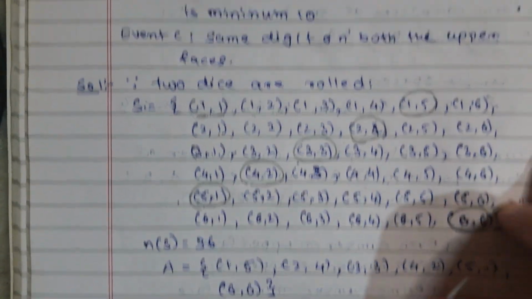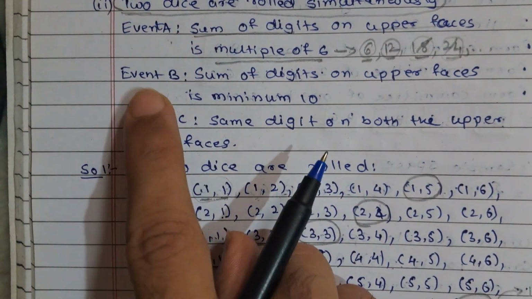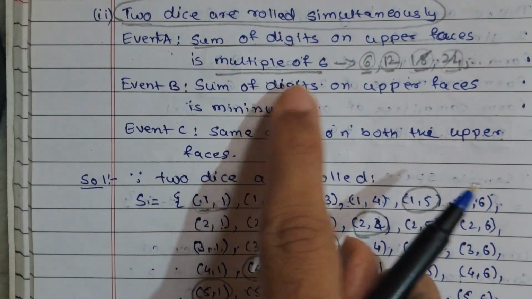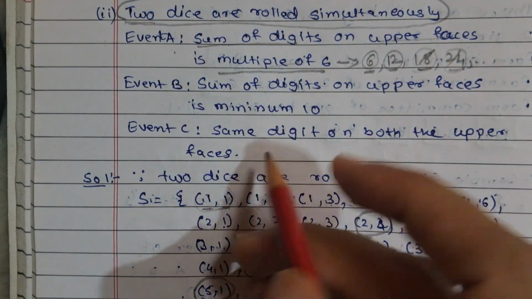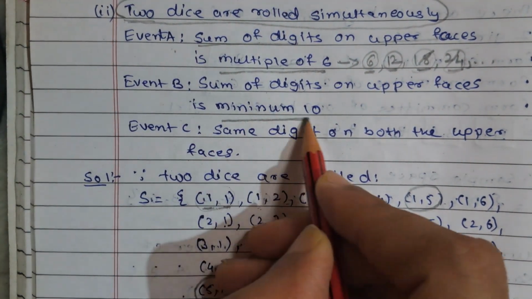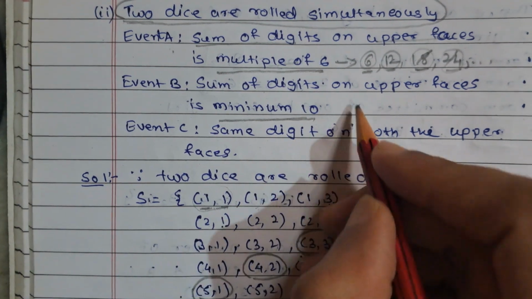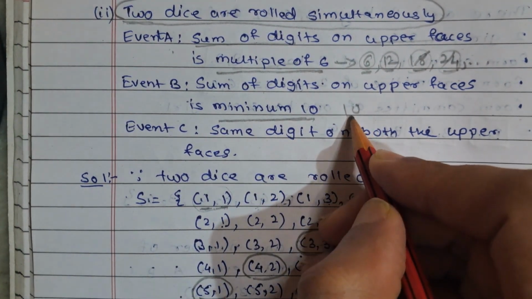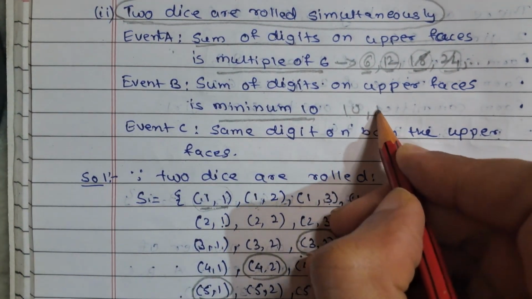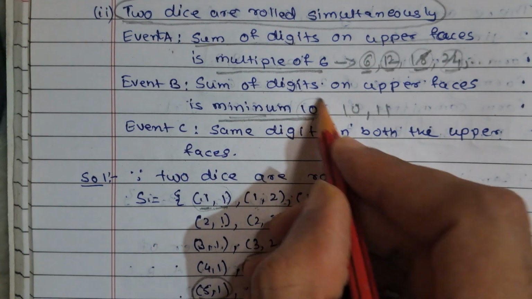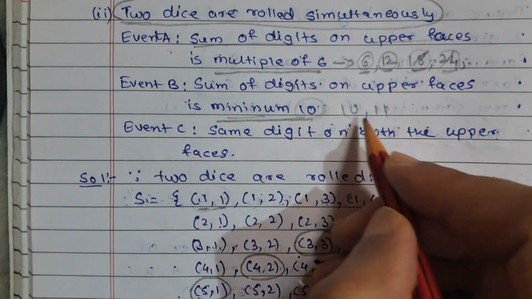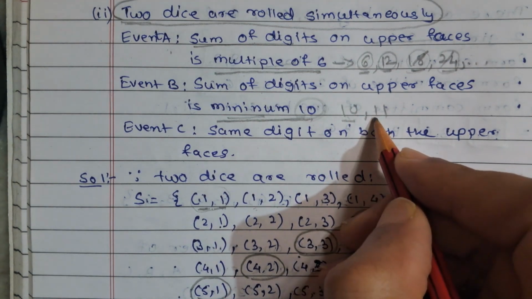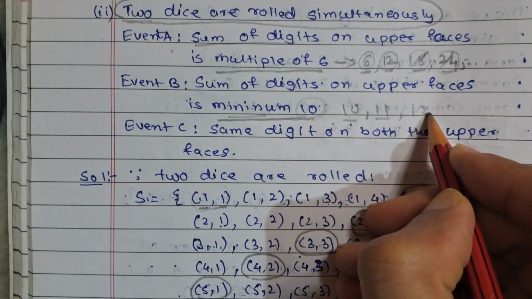Okay, let's move on to the next event, event B. What does event B say? Sum of the digits on upper face is minimum 10. So what do you mean by minimum 10? Minimum 10 means it should be at least 10, right? That means a value greater than 10 will do, because minimum means at least it should be 10, not less than that. That means anything more than that is still fine. 10 is fine, 11 is fine, 12 is fine.